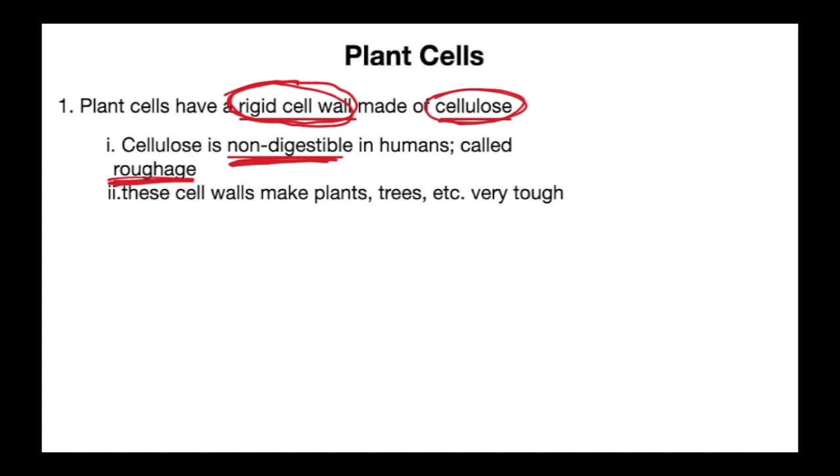And this is what makes plants and trees kind of tough. If you think of a tree and tree bark, it's a lot more rigid than your arm. When you poke your arm, it's very flexible and loose, right? So the skin on your arm.